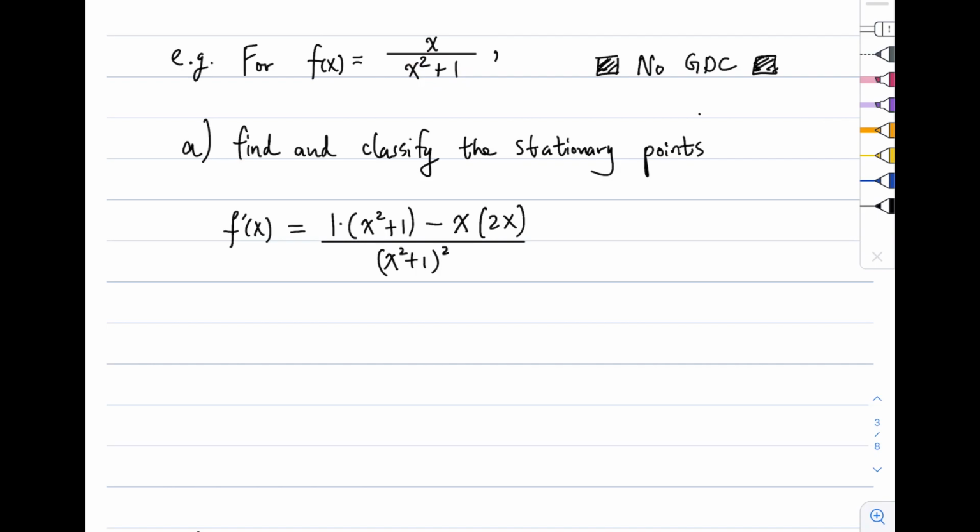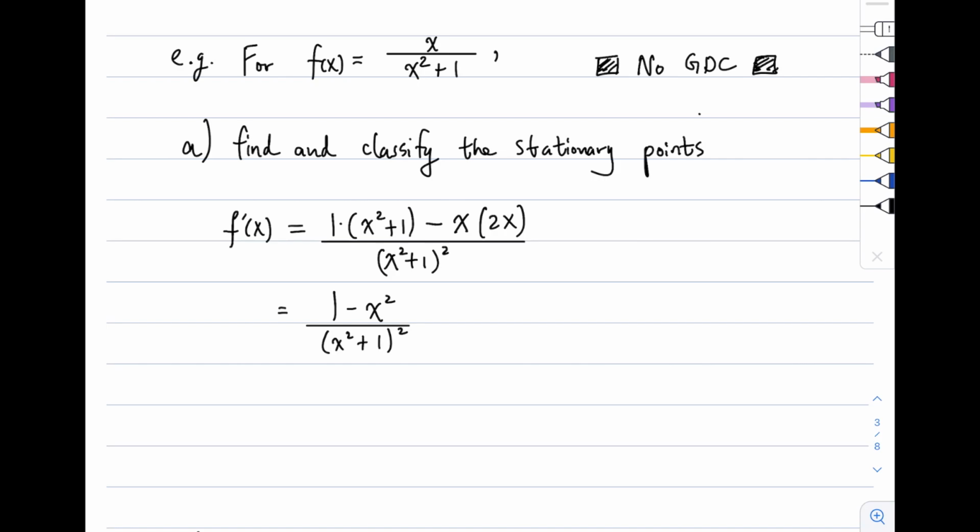Now if you simplify this, 1 times x squared plus 1, that's just x squared plus 1, take away, and then 2x times x is 2x squared. So we're going to have 1x squared take away 2x squared. It's going to be negative x squared. And we're also going to have a 1 left over. So we're going to have 1 minus x squared. You can just confirm that that is the right simplification.